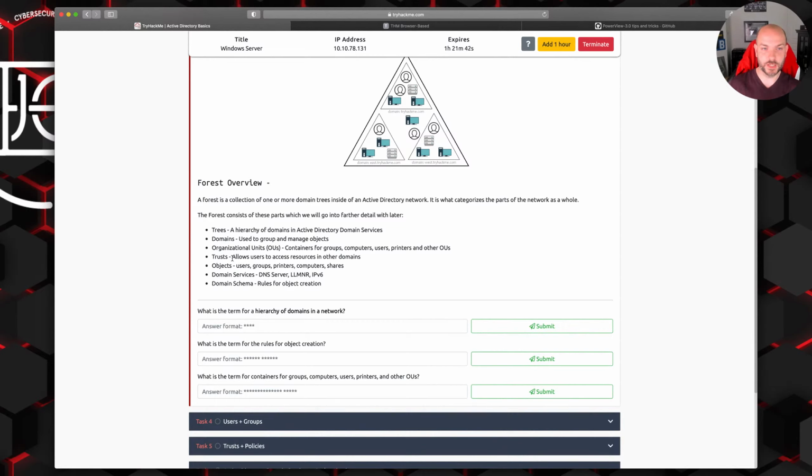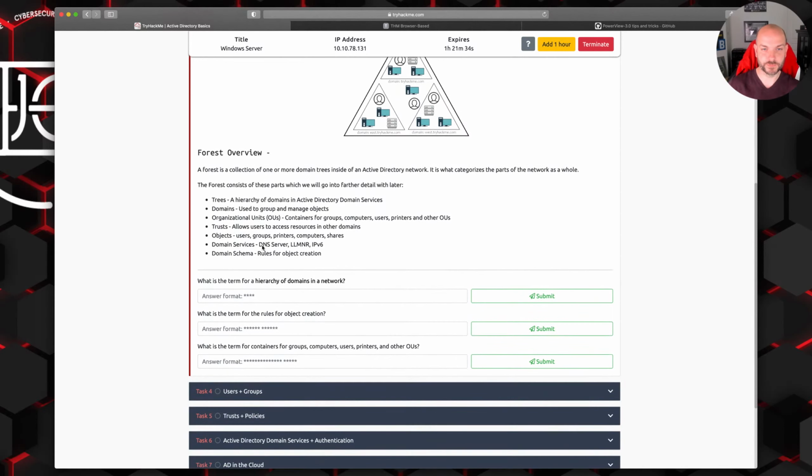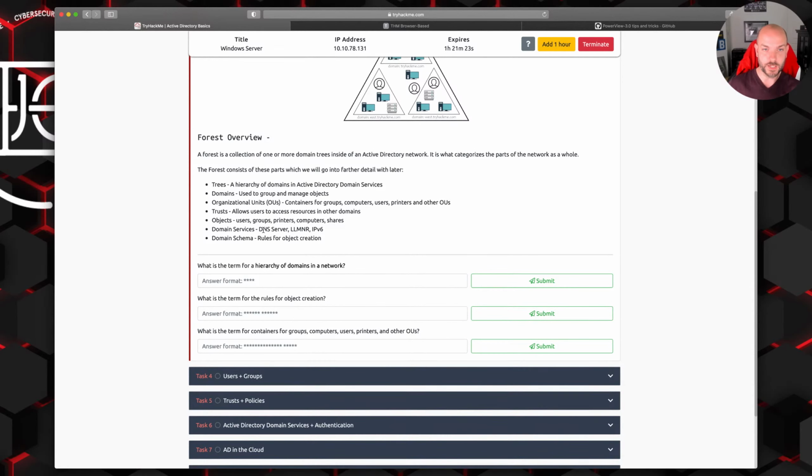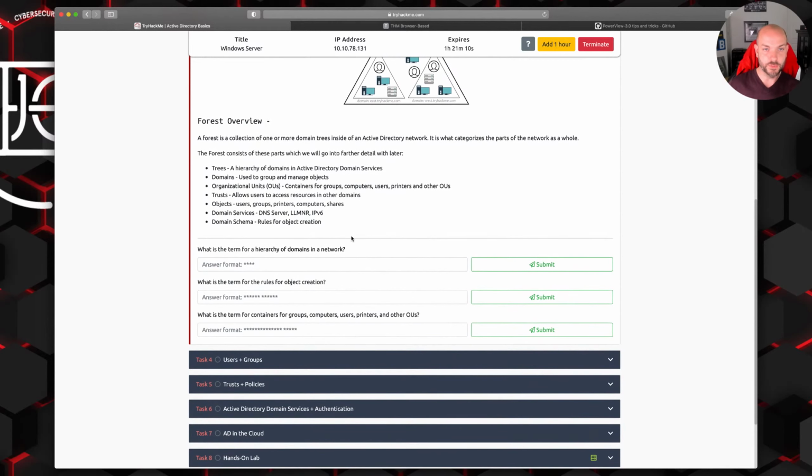And sometimes those trusts can get a little bit messy, and that's why you want to have good Windows and Active Directory engineers to be able to handle all of that stuff. Let's see, objects, we kind of talked about that: users, printers, computers, file shares, groups. Domain services, kind of talked about a few of these different things before. We were talking about, maybe Exchange or DNS servers. Here they have a few other things. And domain schema is the rules for object creation. All right, so let's hit these up.